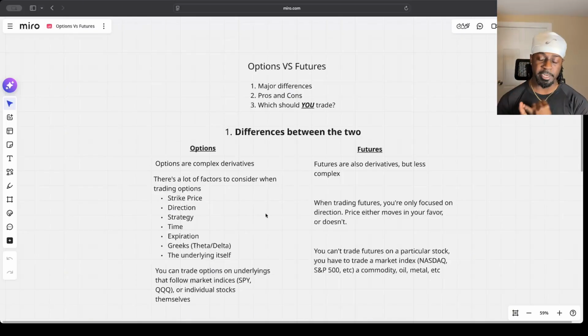You have to think about strike price. So strike price is basically like your target price. Where do you think that the option will be, right? Direction. Do you think it's going to go up or do you think it's going to go down, right? Are you buying a call or are you going to buy a put?